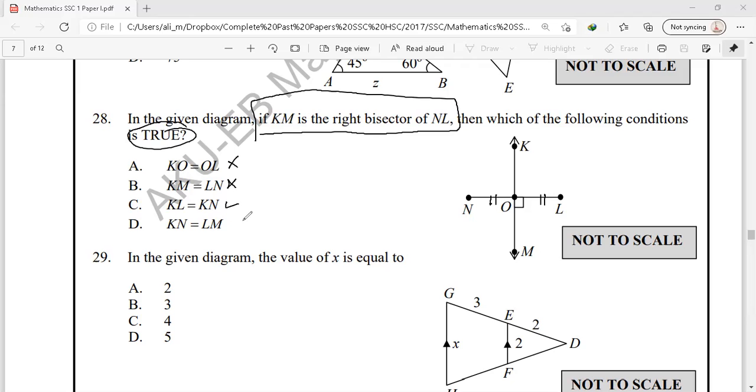And in the last option, we have KN is equal to LM. KN and LM, these two distances are not necessarily equal. So we have the correct option in question number 28, that is option C. KL is equal to KN.